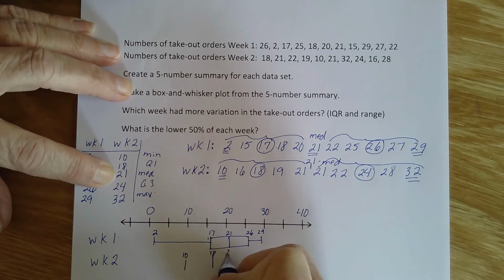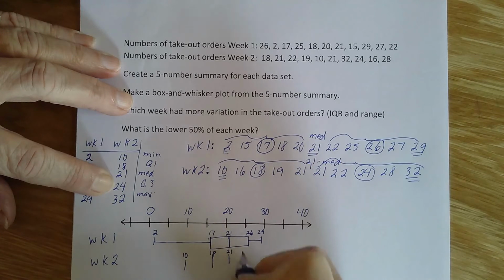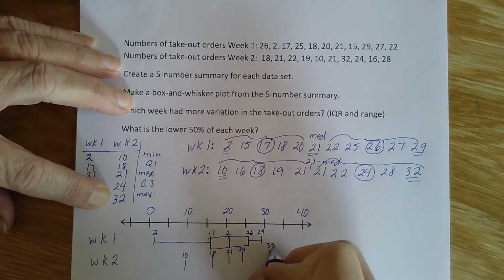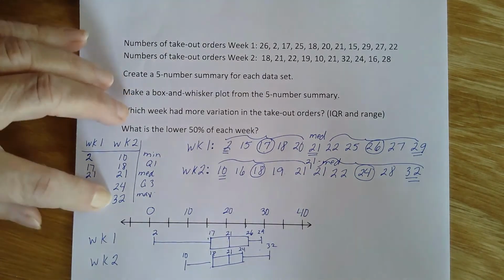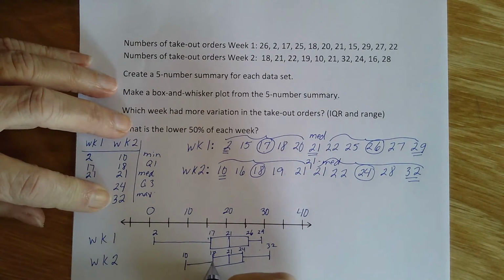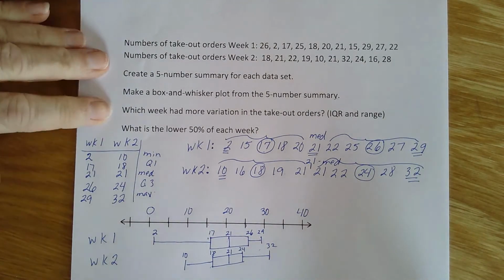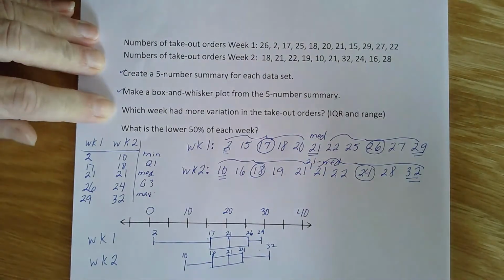21, match it up. 24, here's 25. Let's come on this side for the 24. And let's go, here's 30, a little bit bigger up here to 32. Again, matching up the center numbers, taking it out to the whiskers, and it looks like my lines aren't very straight and even. Okay, I've created a 5-number summary. I've made a box and whisker plot.